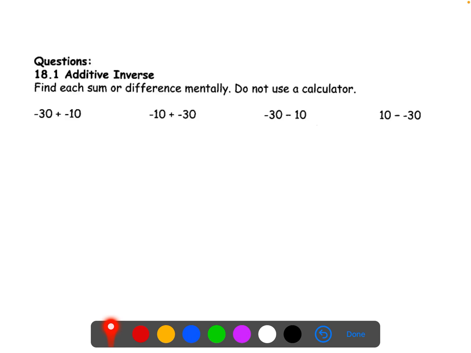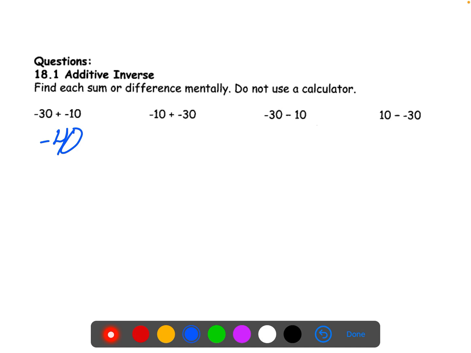For the first activity, it asks you to find each sum or difference mentally. Don't use a calculator. So take a moment, please look at these four expressions and go ahead and solve them. All right, for each of these, we have to go back to our integer rational number rules. Remember, when we're adding two negative numbers, it just stays negative and gets more negative. So this first one would be negative 40.